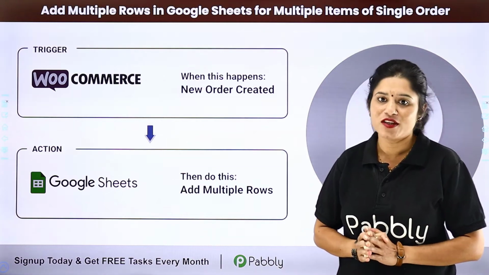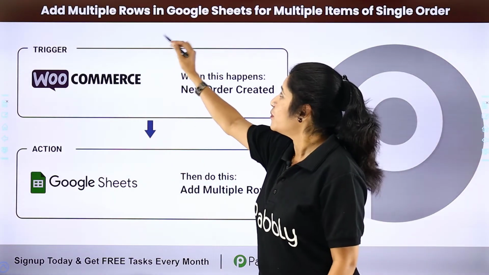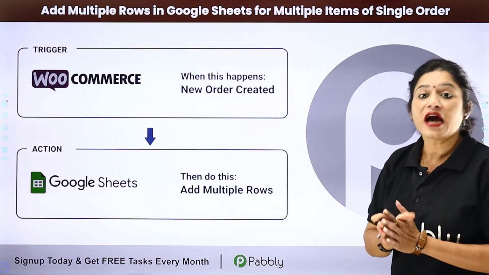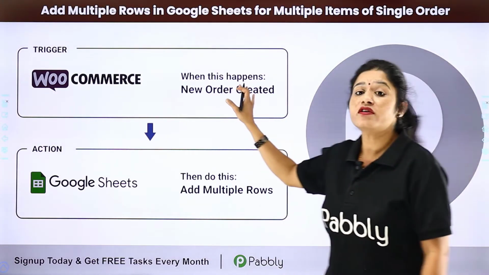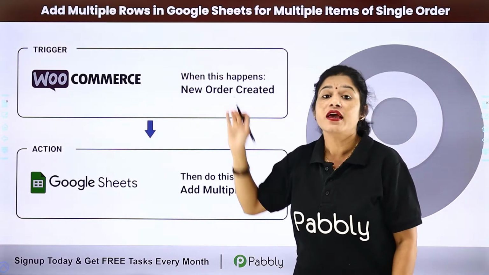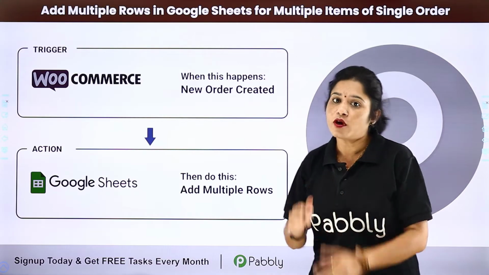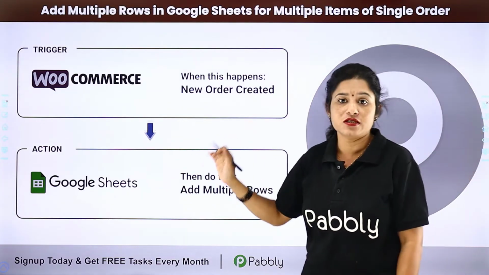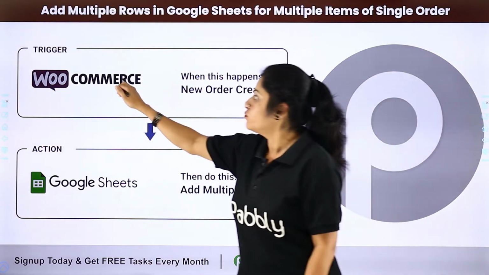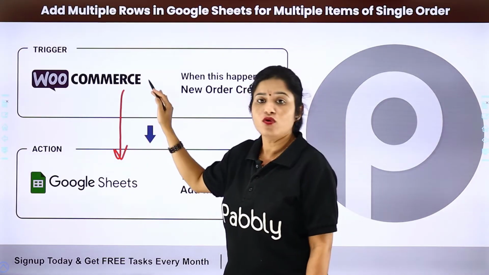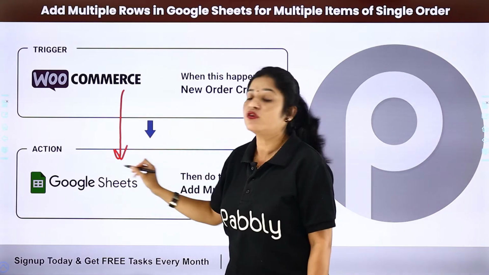In this video, we are going to learn how you can add multiple rows in Google Sheets for multiple items of a single order. So the idea here is that whenever a new order has been placed on your WooCommerce store and the specific order contains multiple products, then all the product details should be added to your Google Sheets. For that, you need to integrate your WooCommerce account with Google Sheets. So here your trigger application would be WooCommerce and your action application would be Google Sheets.